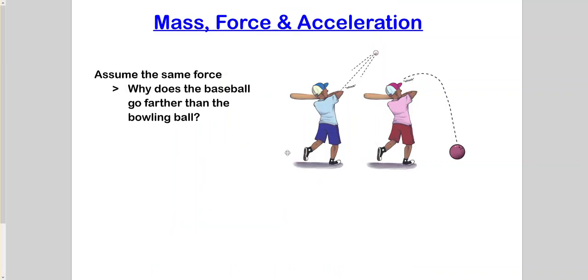Why does the baseball go farther than the bowling ball, assuming you could hit a bowling ball with a baseball bat? This object is much less massive, so it has less inertia, which means, assuming the same force is applied, this object will have a greater acceleration. Greater acceleration means more velocity. More velocity means more displacement. And so now we're getting back into kinematics. Whereas this object is going to resist that change. More mass means if the same force is applied, less acceleration.